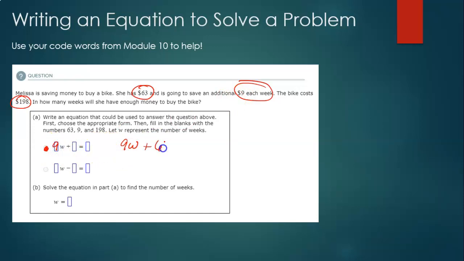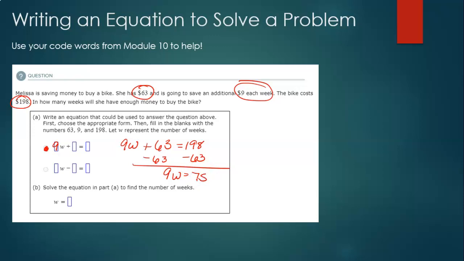She already had $63. That doesn't need a variable with it. It's not $63 every week. It's a one-time amount of $63. And then the total is 198. To do B, we're going to subtract 63 from each side. So I get 9W equals 75.